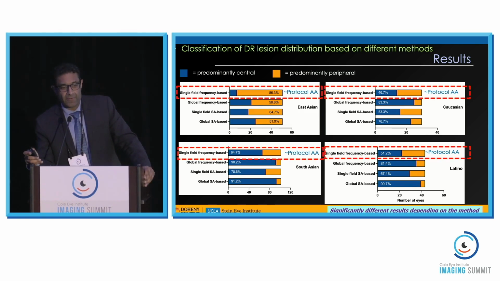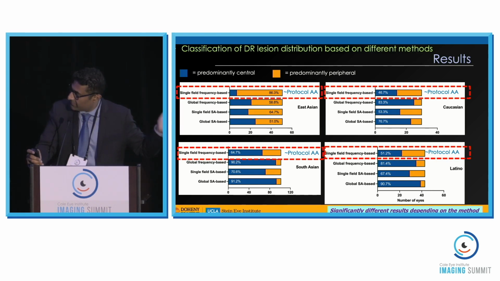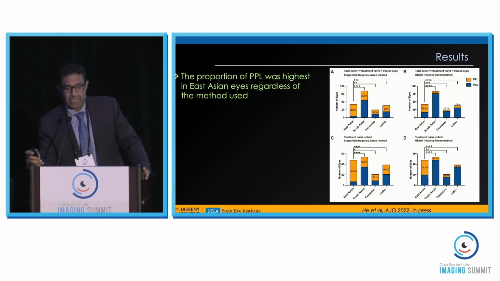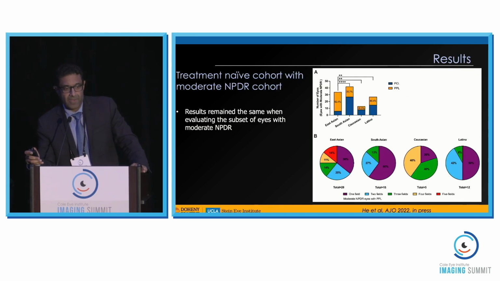And we did find this very interesting difference. You can see the striking difference between East Asians and South Asians in this particular study. Again, you can plot it in different ways, but the bottom line is the proportion of predominantly peripheral lesions was highest in East Asian eyes regardless of the method that was used.